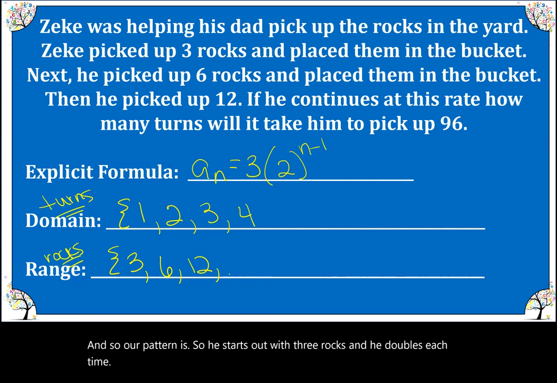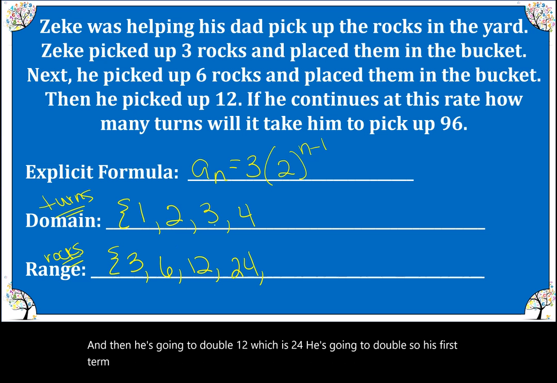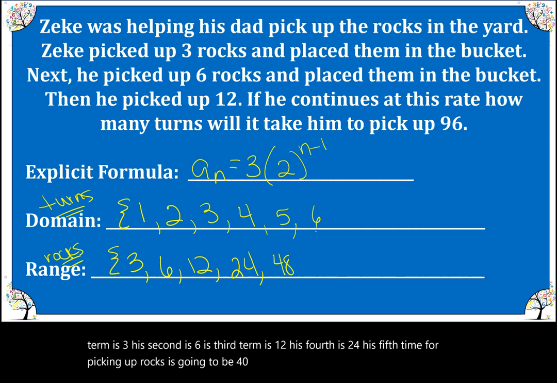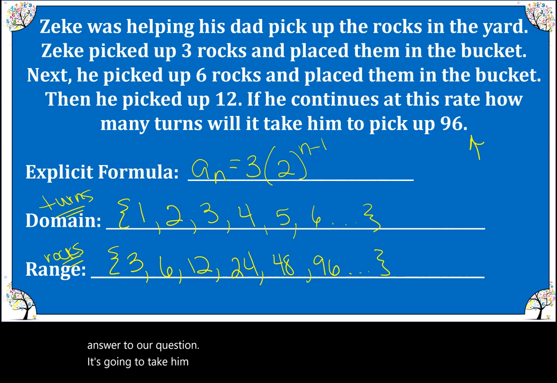And then he's going to double 12, which is 24. He's going to double, so his first term is 3, his second is 6, his third term is 12, his fourth is 24. His 5th time for picking up rocks is going to be 48. His 6th time is going to be 96. So this is the answer to our question. It's going to take him 6 times or 6 rounds to pick up 96 rocks in that one round.